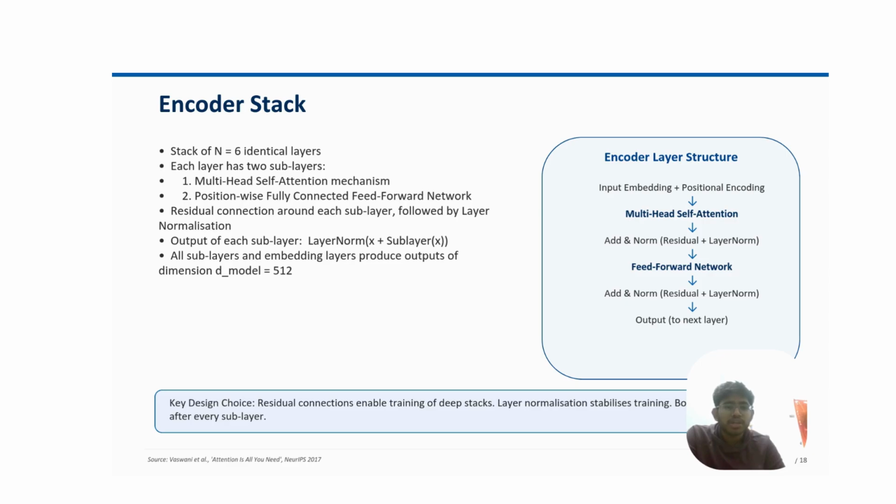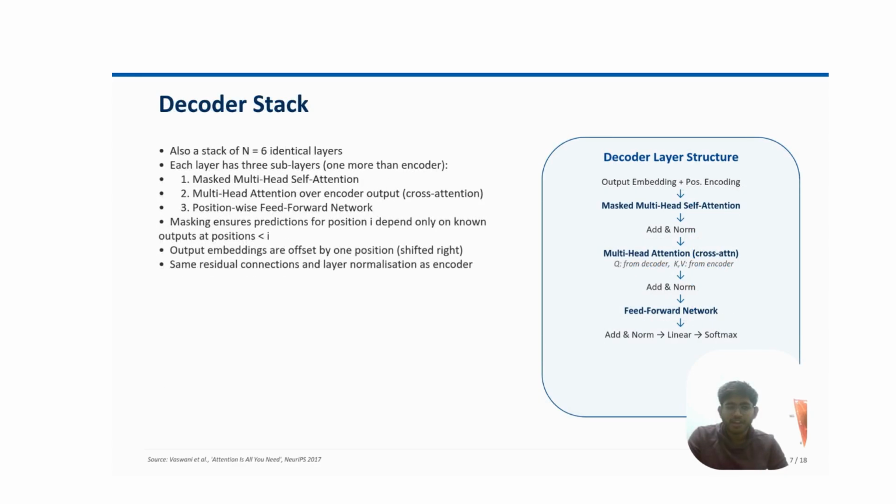Additionally, residual connections are added around each sublayer, which helps in maintaining gradient flow during backpropagation and enables the training of deeper architectures. And layer normalization is applied after each residual connection to stabilize training and ensure consistent feature scaling across layers. Let's discuss the decoder stack.